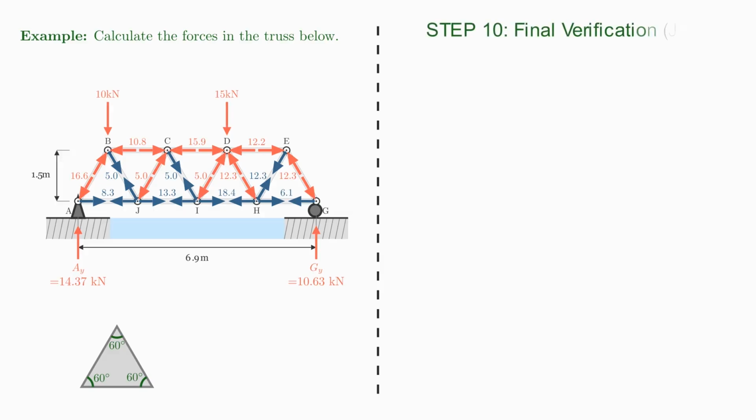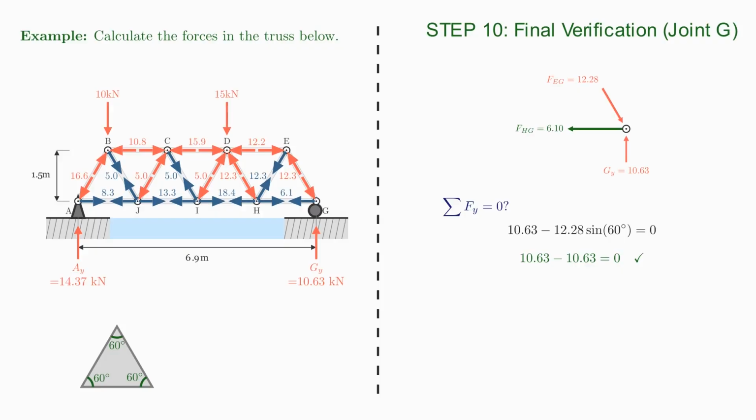For a quick final check, I can do the method of joints at G just to check that the forces add up to 0 and I've not made a mistake. So drawing my free body diagram, I can check that the forces in the y direction add up to 0, and I can also check that the forces in the x direction add up to 0. So therefore we've found the forces in all of the members in the Warren Truss.